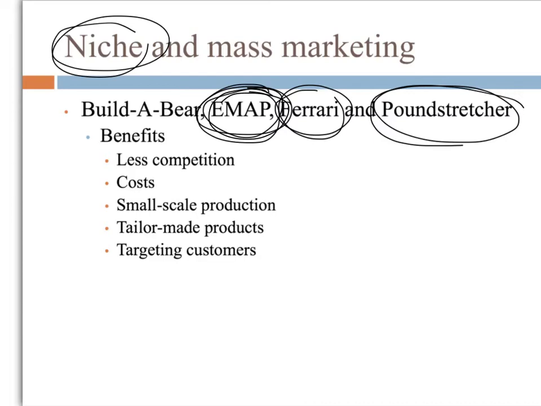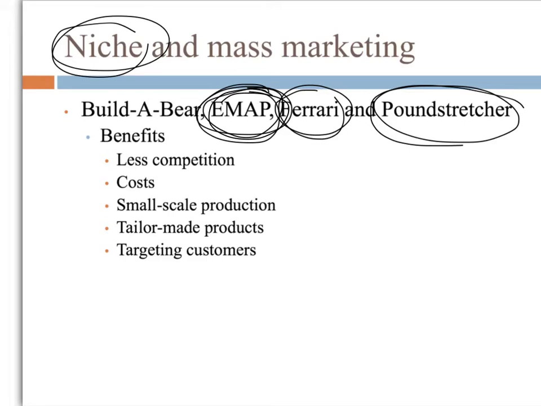Small-scale production. The limited demand may suit a small business that would lack the resources to produce on a larger scale. So think of capacity. So because we're aiming at a niche market, a smaller market, we don't need as much capacity, which isn't as expensive. A sole trader, for example, would only be able to produce enough products for a small market niche.